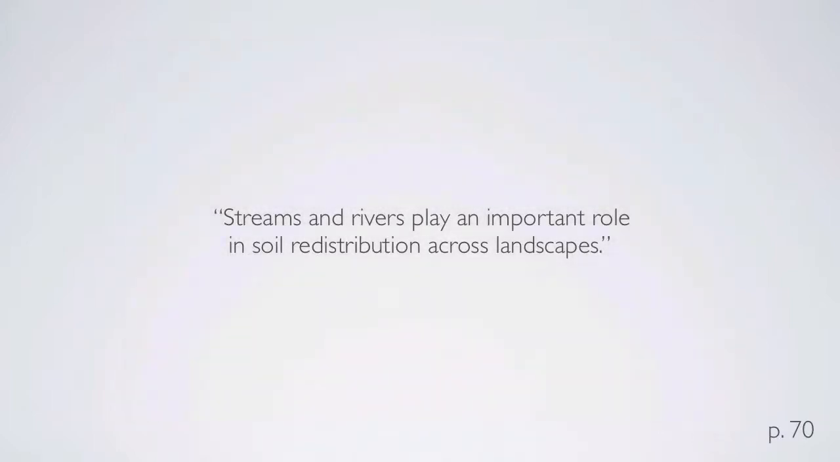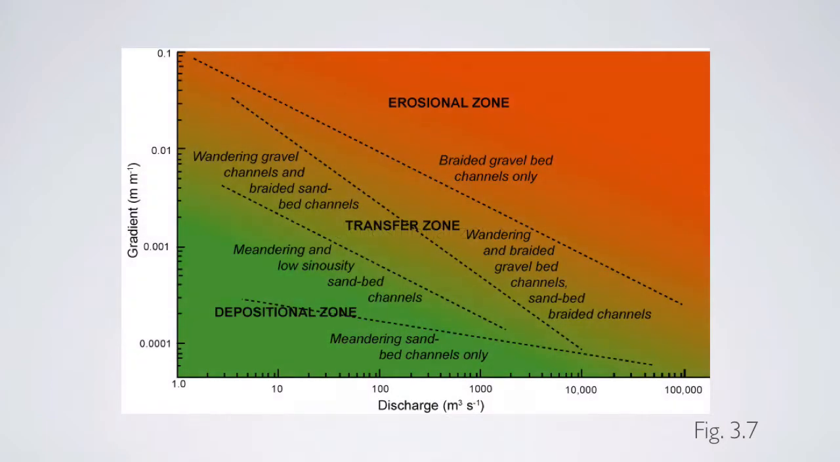So in addition to wind, streams and rivers play an important role in soil redistribution across landscapes. And the authors talk about 3 different zones that you have with streams and rivers and moving materials. The first is the erosional zone. It's places where material is picked up and lost from a system. Then you have transfer zones. And lastly, depositional zones.